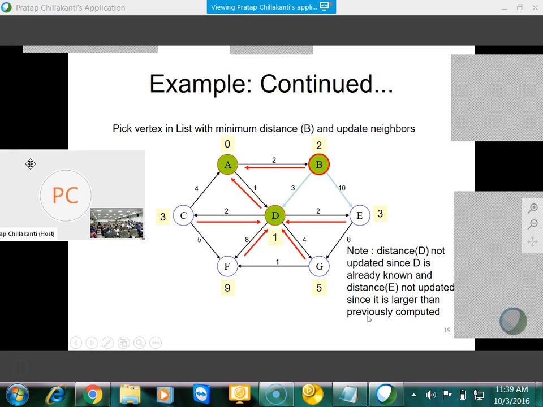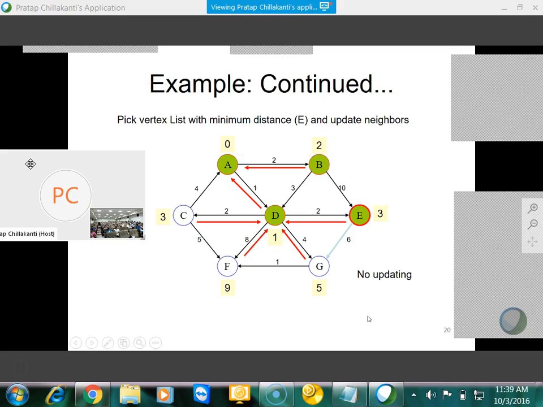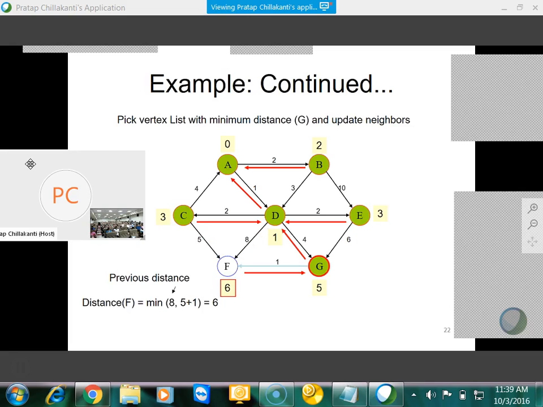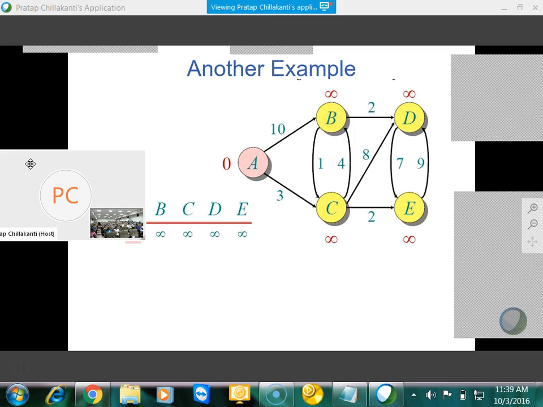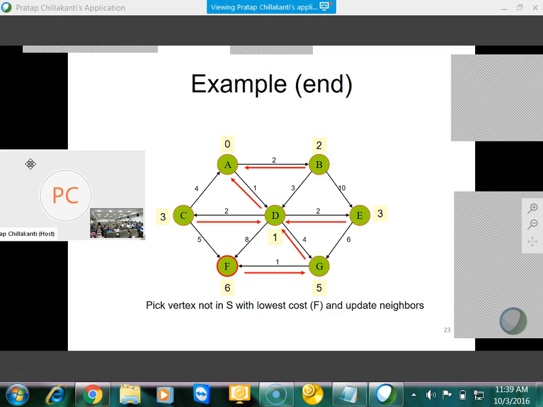So like that, you apply the algorithm. I'll not go through each and every slide for that. I want you to trace it and convince yourself, because I gave the algorithm and the visual there. So at the end of it, you would get the all-pairs shortest distance from vertex A.